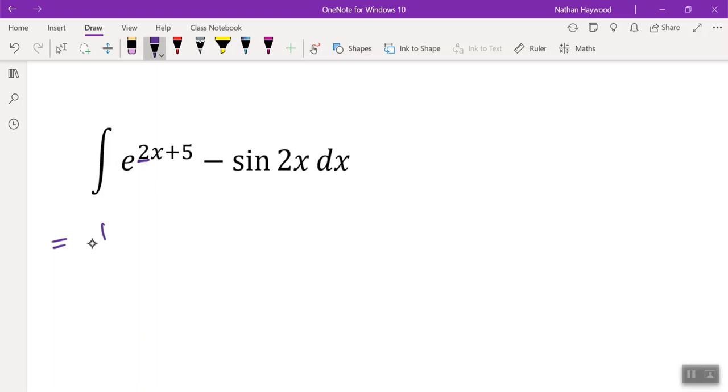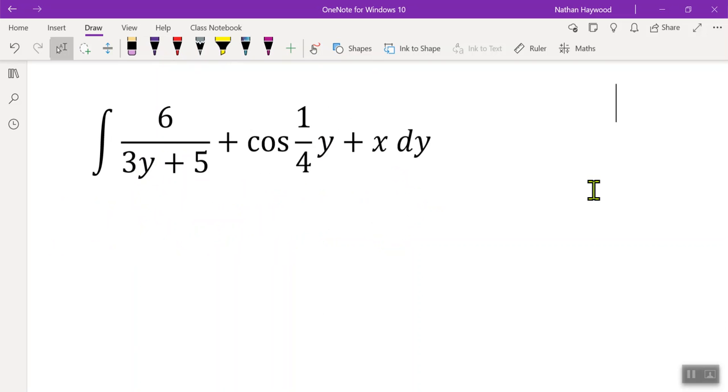The 2 you divide by, and what do the constants do? Nothing. Yep, very good. And the function stays the same because of my poster. Okay, what about sine 2x? It's negative cosine, and don't forget to divide by 2 because that's the coefficient in front of x. And don't forget plus c because we don't know if there's a constant when we differentiate or not.